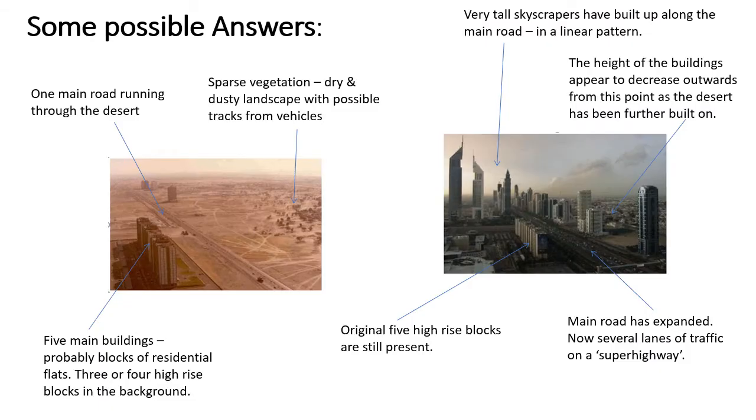Okay, so here's some possible answers. I'll let you read through them all. You'll see there's a lot going on here, not just the obvious building change. You've got the road, comments there about the height of buildings, the fact that the tallest buildings do tend to be in what's known as a linear pattern, in a line along the road. Quite a lot going on there, including an almost complete covering up of that natural desert environment.